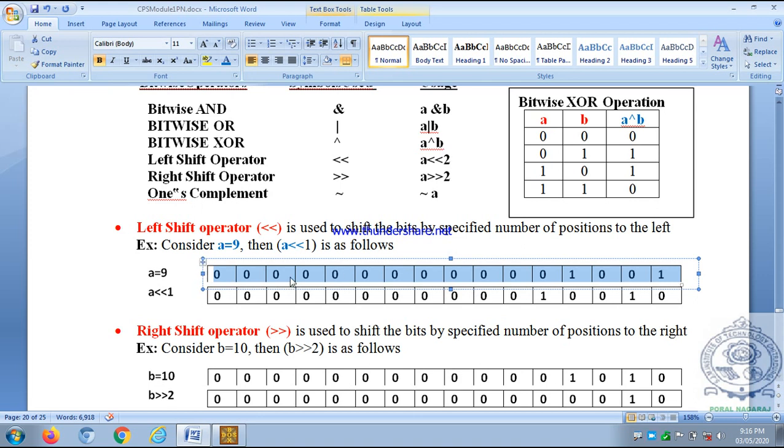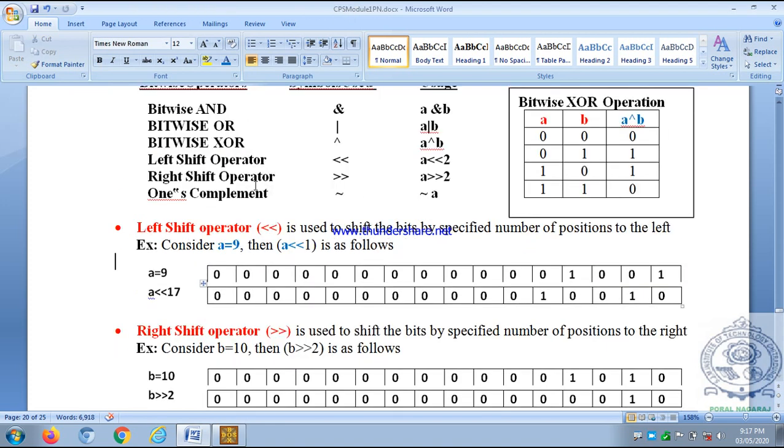When you left shift it by 1 position, this is your number 10010 preceded by 11 zeros. In 8421 code, 16 plus 1, so this will be 17. That is the answer.